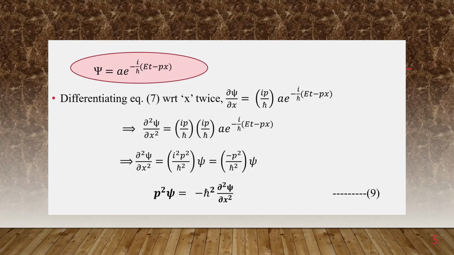Now we need to differentiate this solution equation with respect to x twice to get the momentum equation. We need the momentum related equation. For that, first we differentiate once with respect to x. Again differentiating the same equation, you will get dou square psi. Okay, first of all let's see dou psi by dou x. Dou psi by dou x, as we did earlier, e raised to alpha x gives alpha e raised to alpha x.